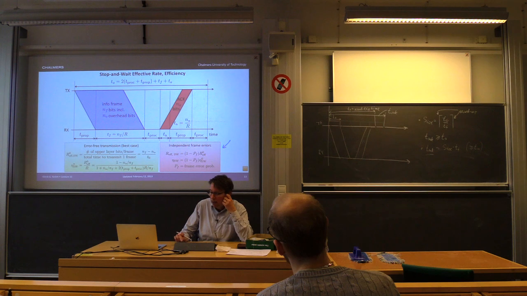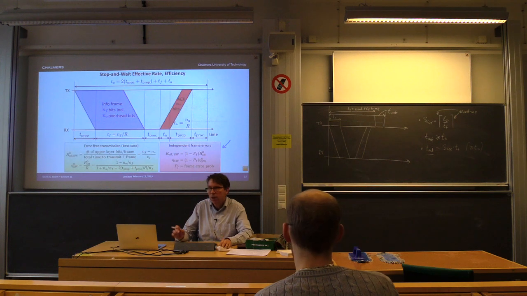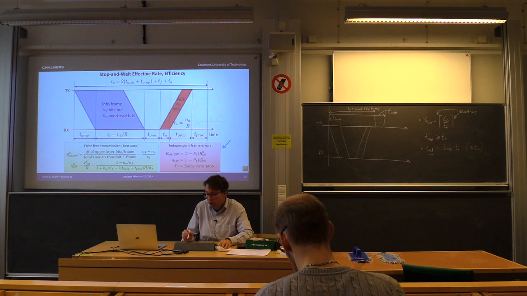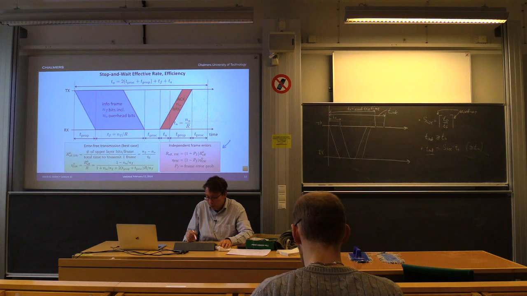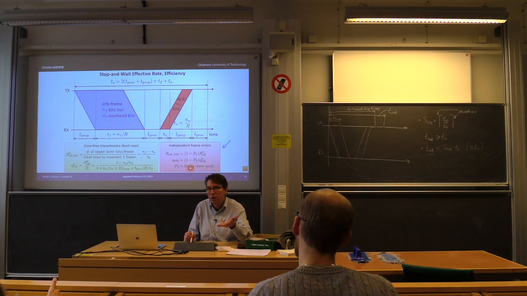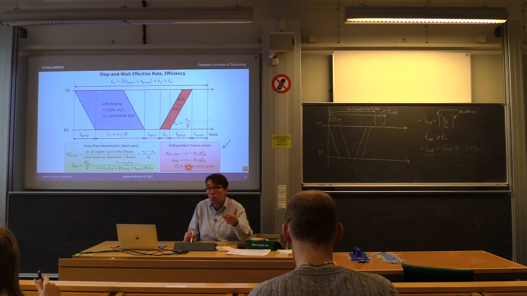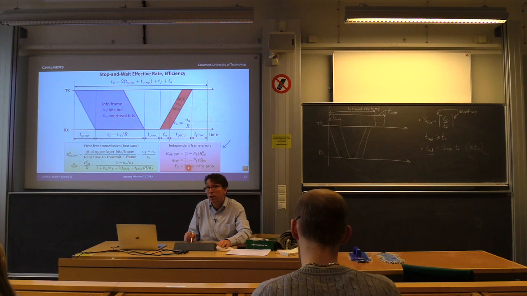Actually, I was planning to talk a little bit about selective repeat today, but let's postpone that also because we're running out of time. So the next time we meet, we will talk about how to calculate the effective rate when we have errors for stop and wait, for go back N, and also for selective repeat. Selective repeat we haven't talked about yet, so I will present that on Monday when we meet.